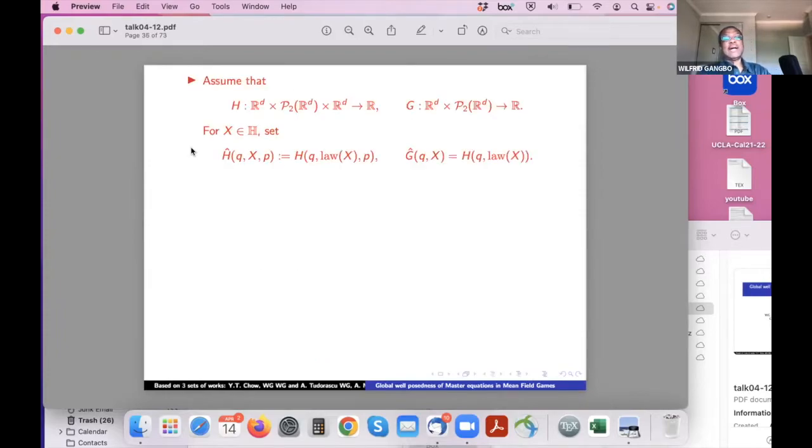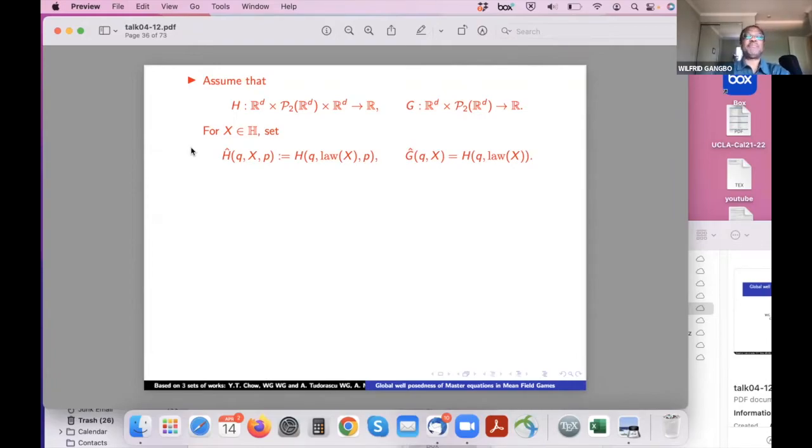So from now on, I am going to assume that I have a Hamiltonian defined on the Cartesian product of three spaces. The first, R^d, represents the set of positions. The second one, the set of probability measures on R^d, represents the distribution of the players. And the last set, R^d, represents the momentum of an individual player. I am going to assume that I am given a value function which is defined on a Cartesian product. The first represents the position of a player, and the second set represents the distribution of all the players.